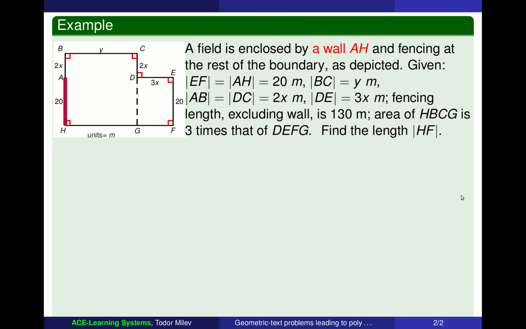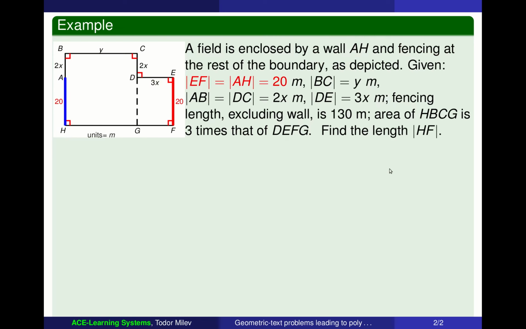We're also given that this segment here, AH, this is the point A, this is the point H, corresponds to a wall. So this segment here, the thicker segment, is a wall. And the remaining part of the enclosure is a fence, so built of a different material. So this is the fence.